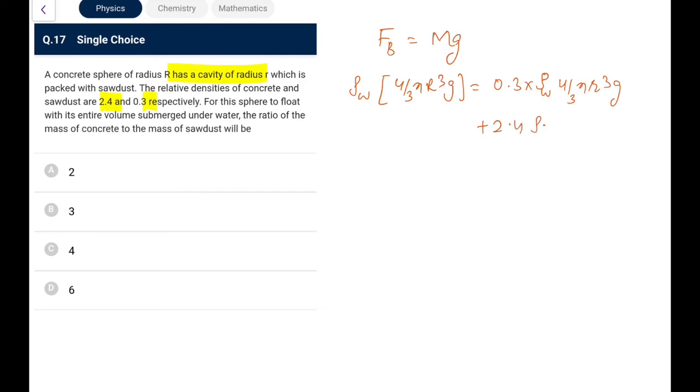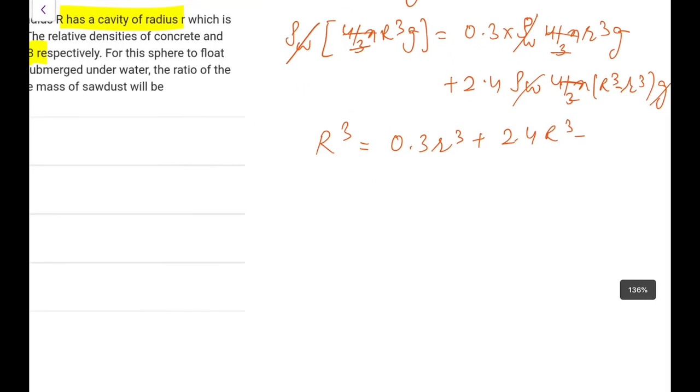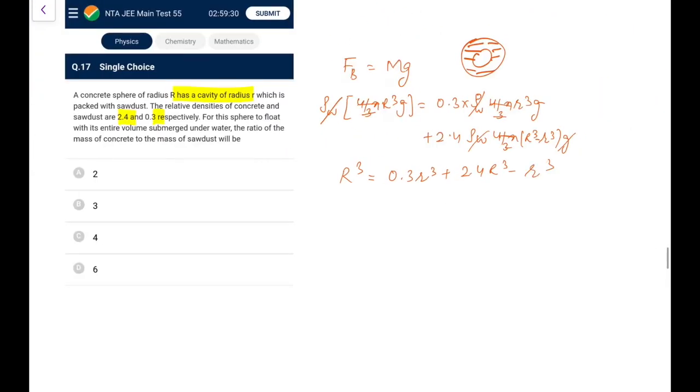And for the concrete we have 2.4 times rho w into 4 by 3 pi, the remaining volume, which is R cube minus r cube, into g. So 4 by 3 pi g and rho w cancel out. Now what are we left with? We are left with R cube equal to 0.3 r cube plus 2.4 times R cube minus r cube. So what I'll have now is 2.1 r cube equals 1.4 R cube. So r cube is equal to 2 by 3 of R cube.